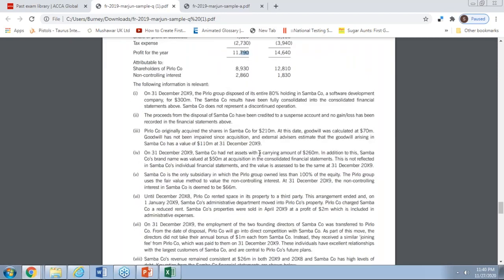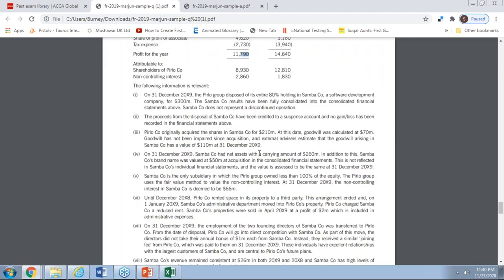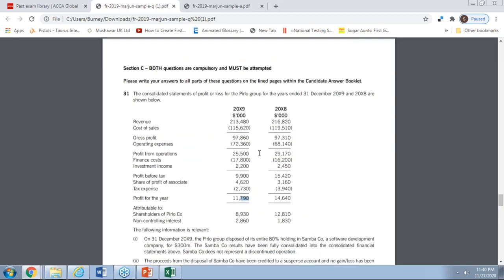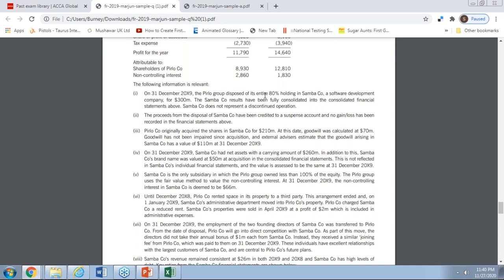Now, at 31st December 2009, what is the date? It's the year end. The Pirlo Group disposed of the entire 80% holding in Simba. So we have a subsidiary with the name Simba, and we have sold the whole 80% of the shares of Simba, a software development company, for 300. Simba's results have been fully consolidated into the consolidated financial statements above. Simba does not represent a discontinued operation.